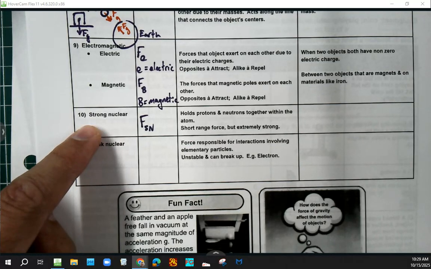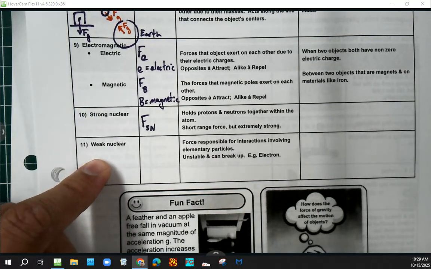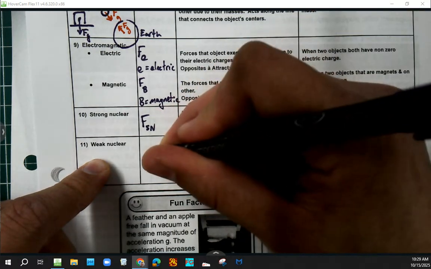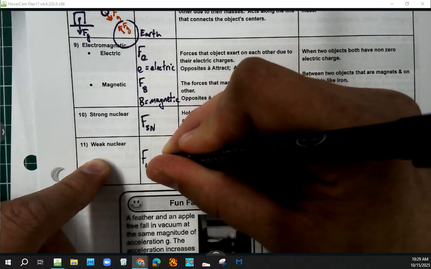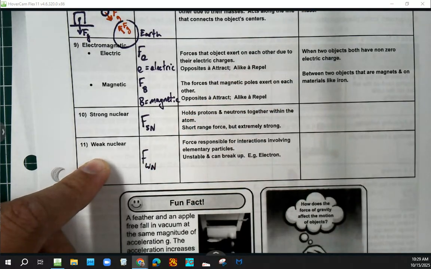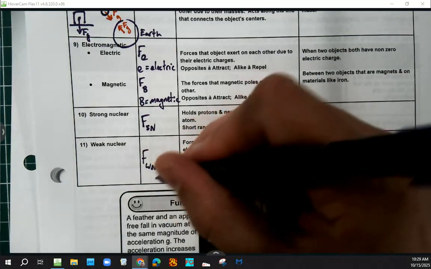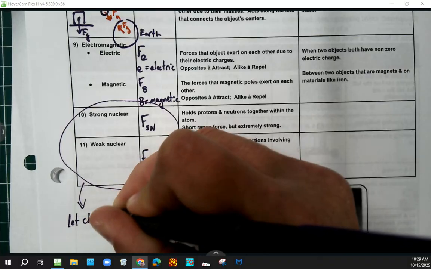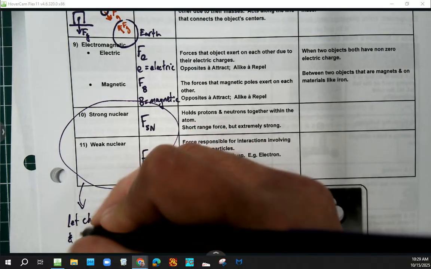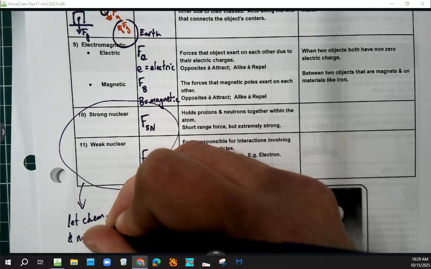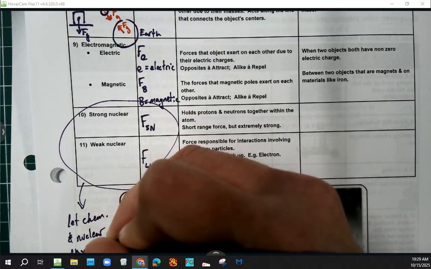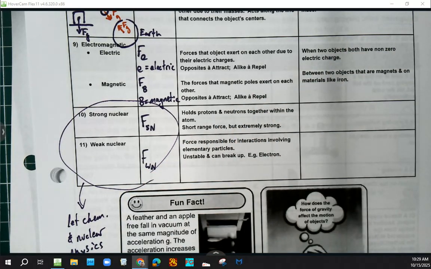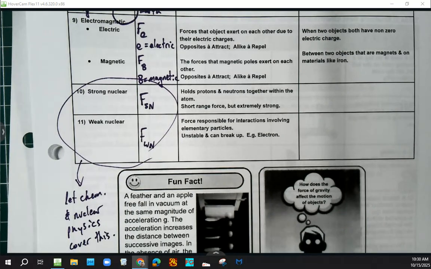And so the strong nuclear force holds these particles together. And then there's the weak nuclear force that is responsible for the interaction between elementary particles. If you haven't talked about strong and weak nuclear forces, you will, don't worry. For now, we're going to let chem and nuclear physics do this one. We're going to touch on the top two, but we'll let somebody else talk about the bottom two, okay?